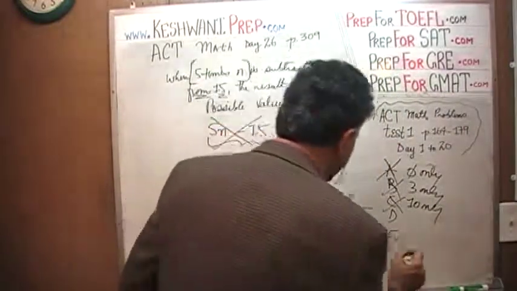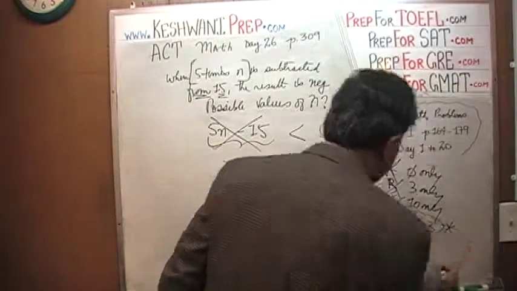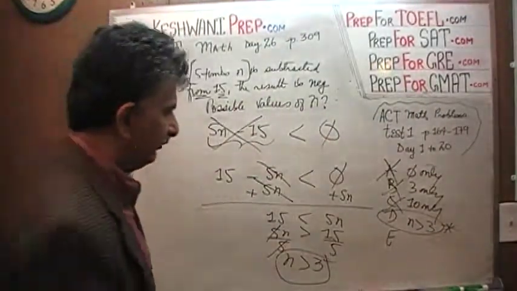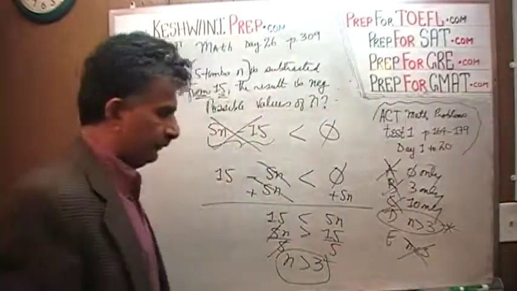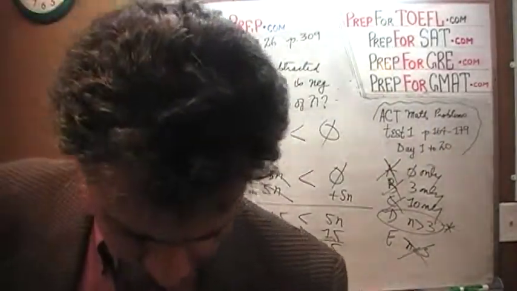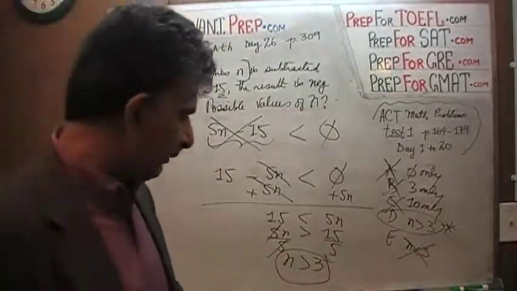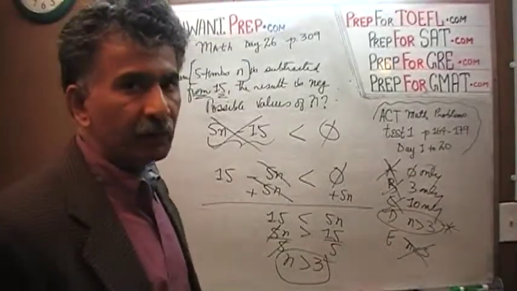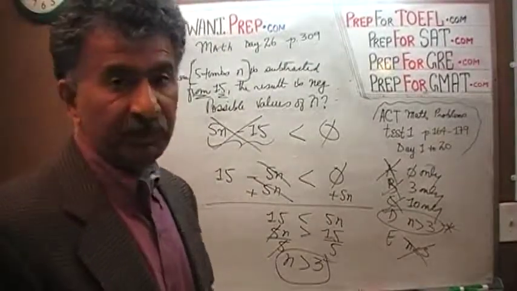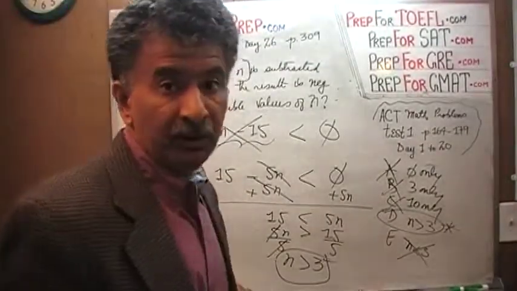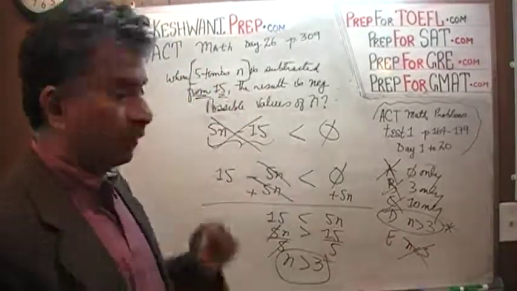D says n is more than 3. There you go. That's our jackpot. And E says just the opposite, less than 3. That's not it. The answer is that n, whatever it is, can be any value as long as it is more than 3. It could be 3.1, or it could be 3 million, or it could be 30 billion. We really don't care. It will work here.